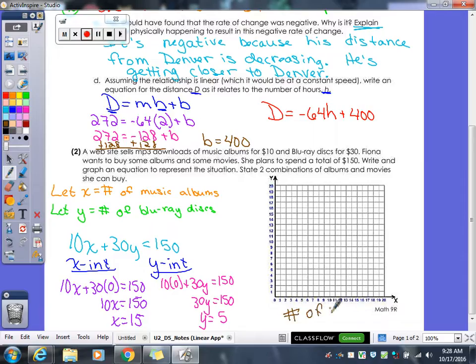So our x is number of music albums, so we have to label that. My x-axis is number of music albums. What is our y-axis? Number of Blu-ray discs.